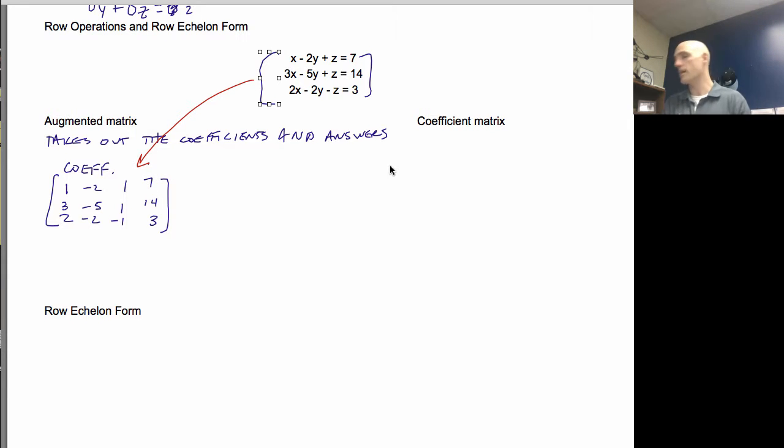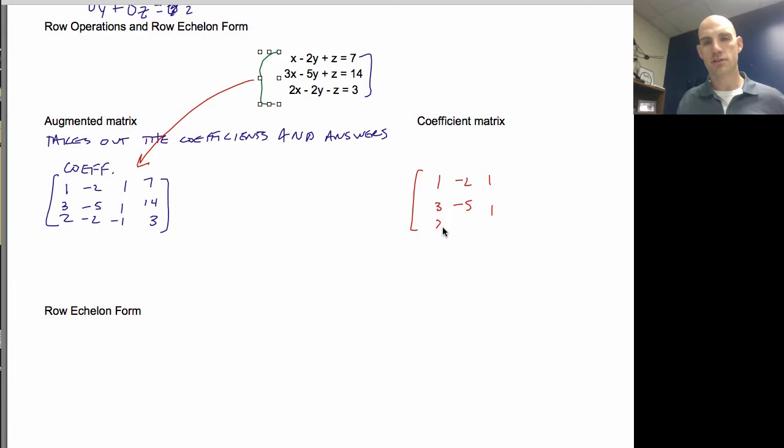So the coefficient matrix, what does the coefficient matrix look like? The coefficient matrix is literally just the coefficients, not any of the answers, just the coefficients. So the coefficient matrix is just 1, -2, 1, 3, -5, 1, 2, -2, -1. And that's the coefficient matrix. That's all there is to it. We're going to use these instead of carrying these equations down and down and down and writing all these variables, because essentially all we're concerned with is the coefficients.